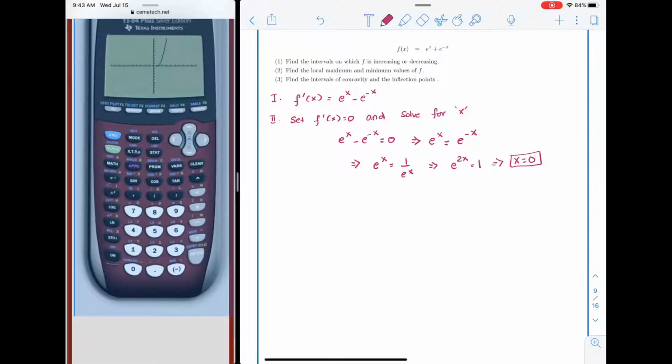Now we have to pick test points and plug it in. So my critical value is at 0. Now I'm going to pick test points, easy numbers, between infinity and 0. That would be 1. That is a test point. Easy number between negative infinity and 0. I'll pick negative 1. That's another test point.